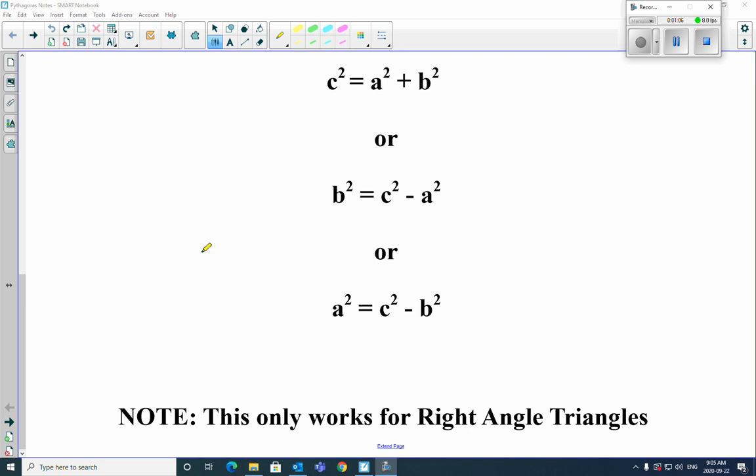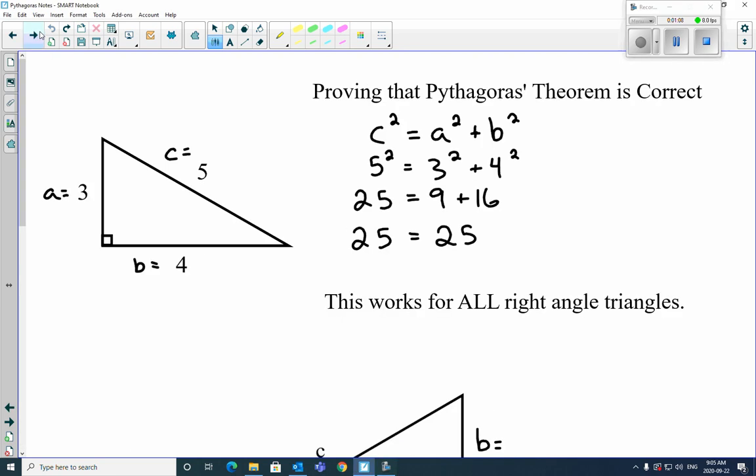So let's look at an example. Flip the page and go to page 2 there. So, proving that Pythagoras theorem is correct. Here's a triangle. We have two legs here, A and B, and we have C, 5. And A and B, these could be backwards, right? This could be B and this could be A. It doesn't make a difference. So here's the formula: C squared equals A squared plus B squared.